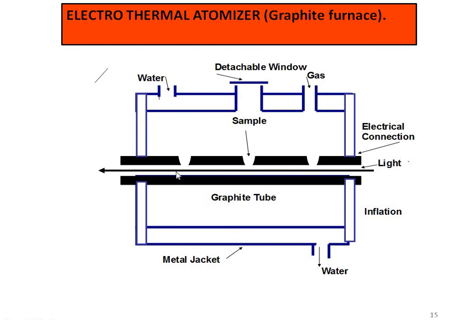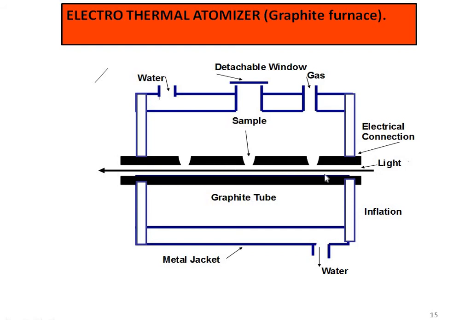It consists of a hollow graphite tube, which is 5 centimeter long and 1 centimeter in internal diameter. The tube is open at both the ends and has a central hole. This is the central hole to introduce the sample by using a micropipette. This tube is arranged in such a way that radiation from the source passes along the axis of the tube. This is the axis of the tube.